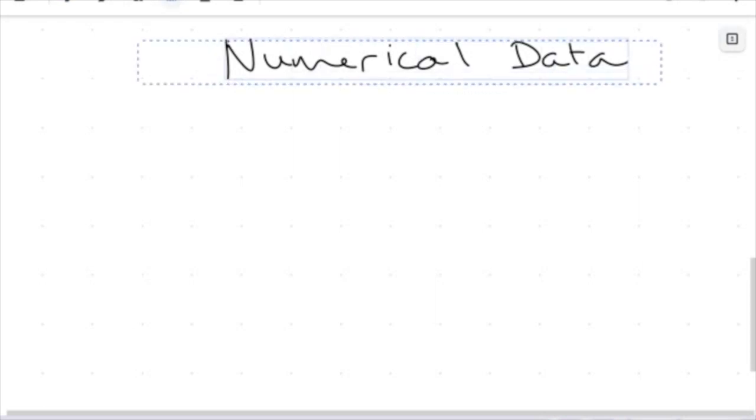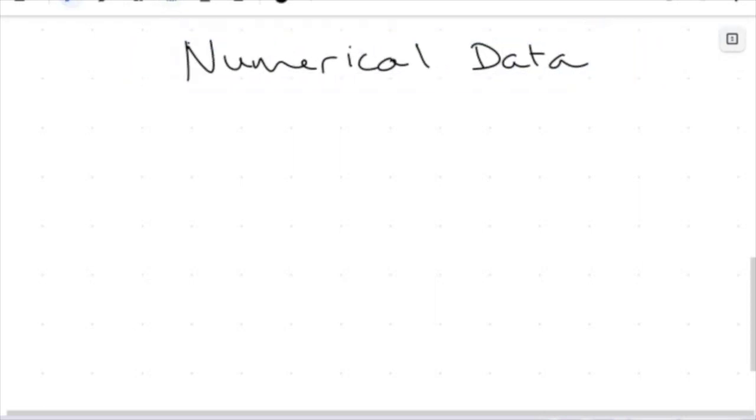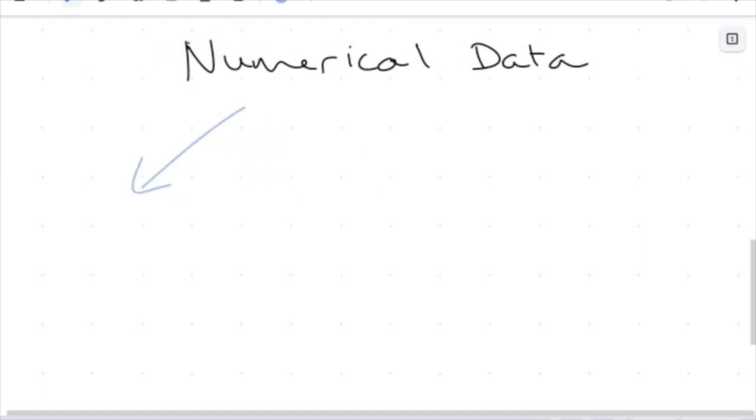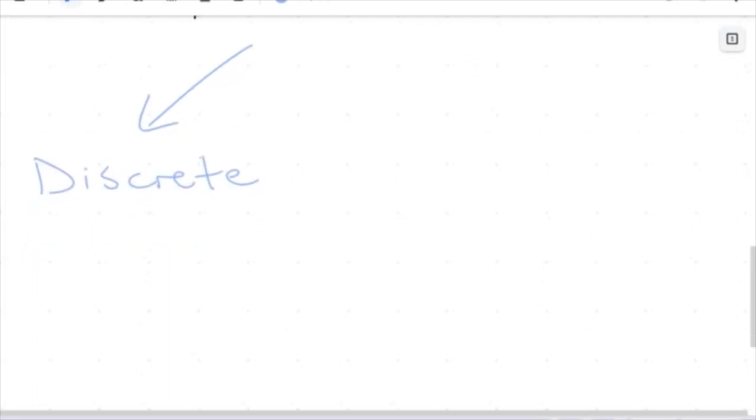So if I shift this here, we're going to break this up into two sections. One of these is called discrete. Discrete numerical data. Now, what do I mean by that? Discrete numerical data is only particular numerical values. So let me write that down and then we'll take a closer look.